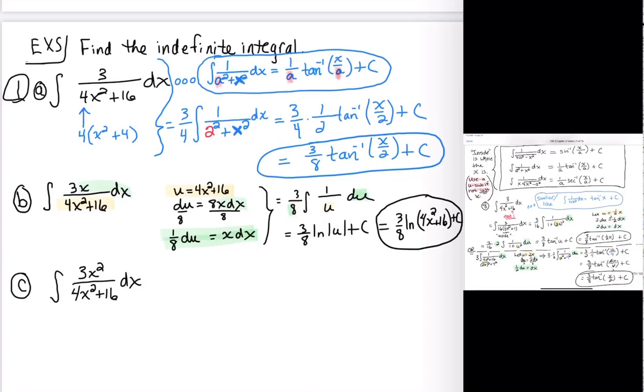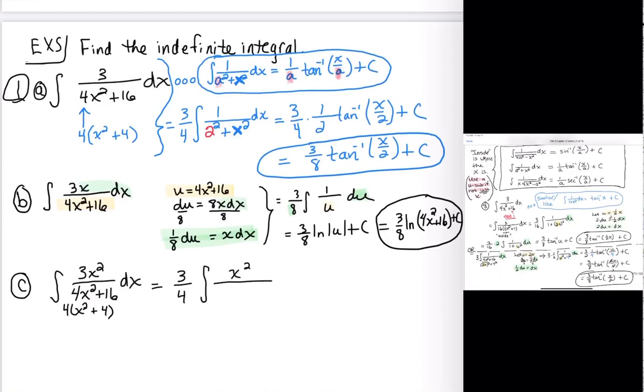So first on this one, if I didn't see anything else, I might be tempted to at least factor out the 4. I tried my u sub, it didn't work. I might start to think almost like part A: what else could I do? Maybe I can factor out a 4, and that's okay. That's just going to make it look a little nicer. So I could certainly rewrite this with the 3/4 as a constant multiple.